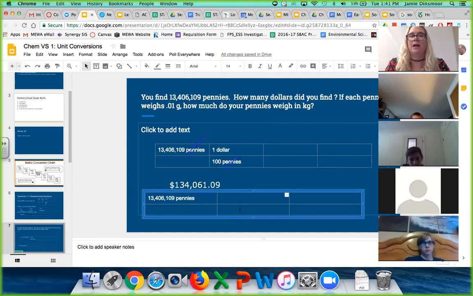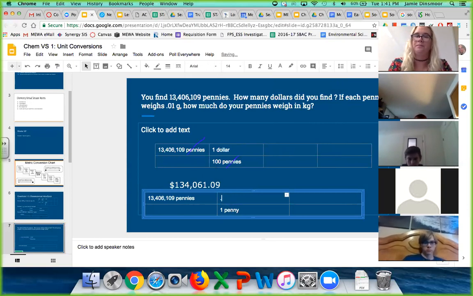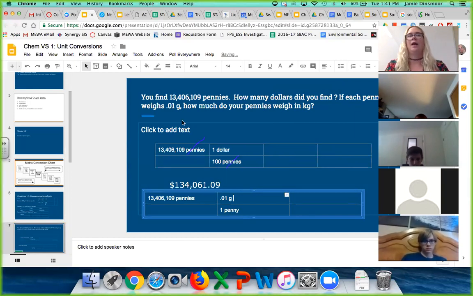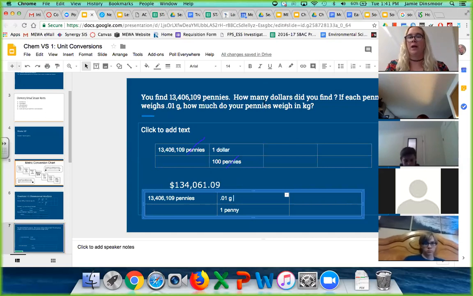So what that means is that in this case, we want pennies to cancel out, right? We want to know weight here. So we're going to be putting pennies on the bottom, and we know that for 1 penny, penny is a hard word to type for me for some reason, we have 0.01 grams. Again, that was a conversion given to us in the question. That's not something that we would necessarily know. Okay, so now we're in grams. Well, they want to know how much the pennies weigh in kilograms. So we need a conversion between grams and kilograms.